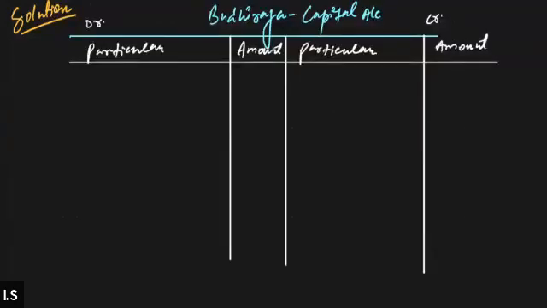So that means we'll write this here and we'll write it as 'by', and I'm assuming that Buddhiraja must have introduced capital by way of cash. So we'll write it as 'by cash', right? And the amount was, let me check, it was 30,000.